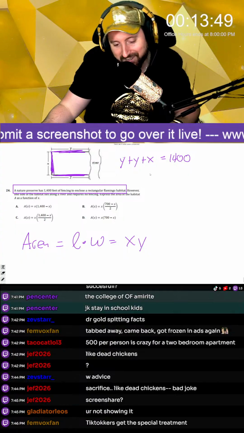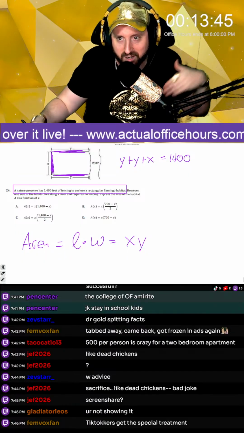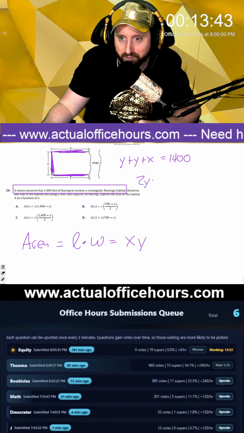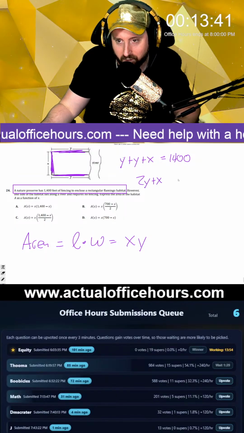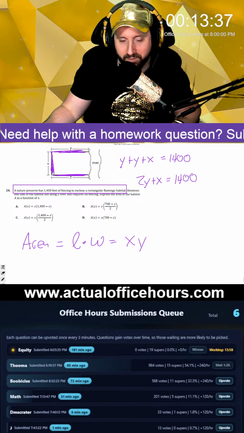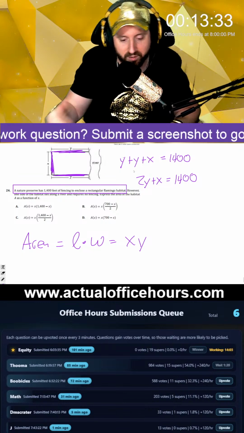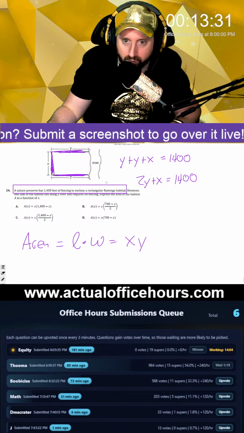TikTokers get the special treatment. Well, they actually get the short end of the stick because my chat is not showing in TikTok right now. I'll go fix that later. I don't know. TikTok's awful sometimes with that. They also always get shown what's on my screen, so they don't get any of the special stuff because I have to run it through a separate client.